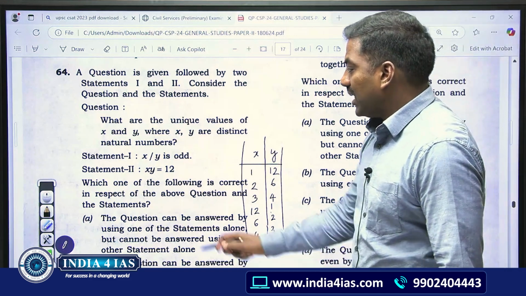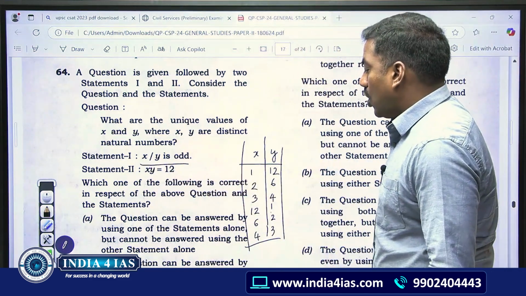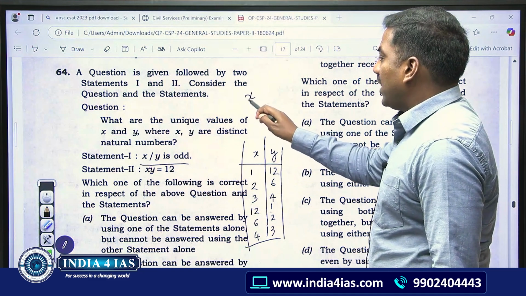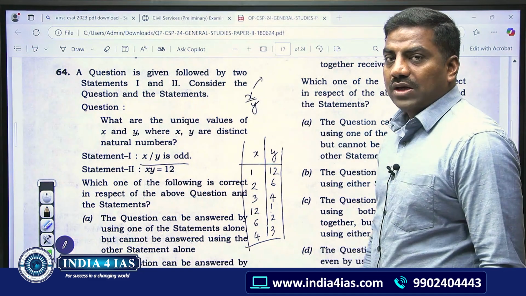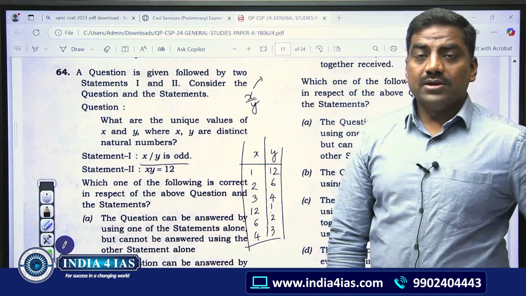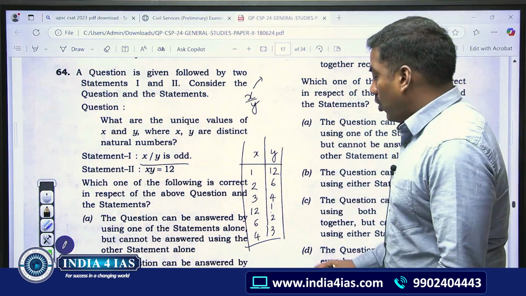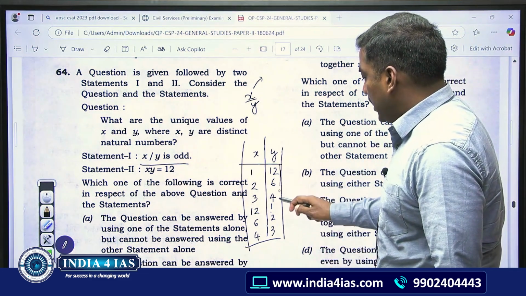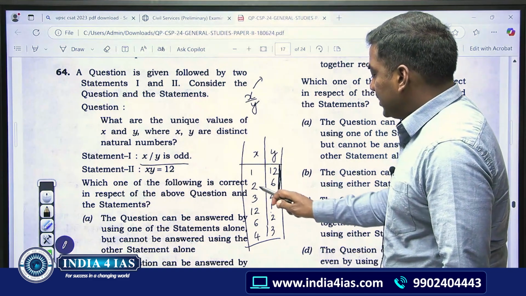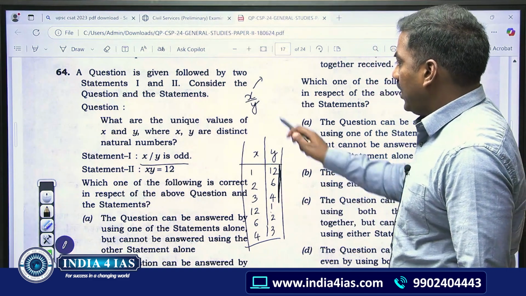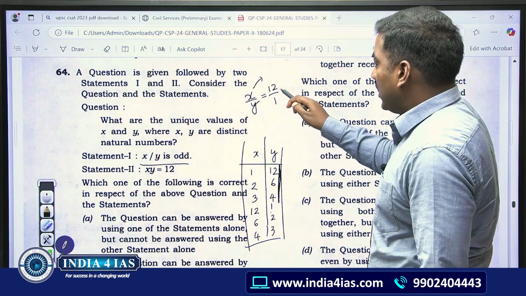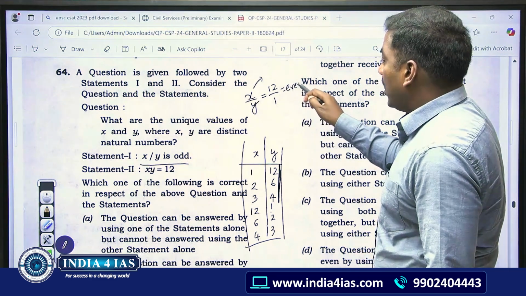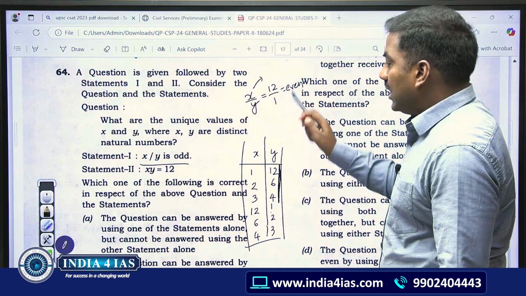But now they are asking x by y is odd. So when x by y is odd, we have to take x as a bigger number because we want to divide that bigger number by smaller number y. So we have to go for only those values. See here, 12 and 1, 6 and 2 and 4 and 3. If I take x as 12 and y as 1, it will not be odd, this will be even. I cannot take this one.